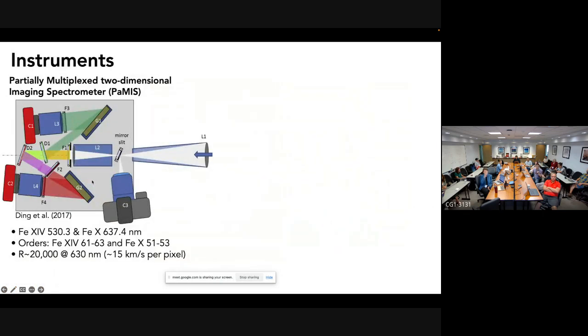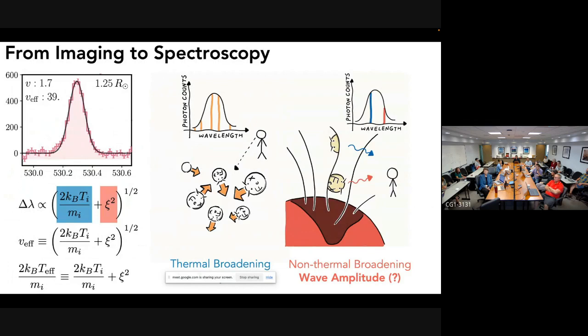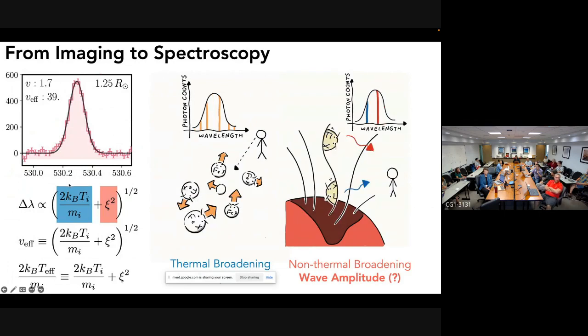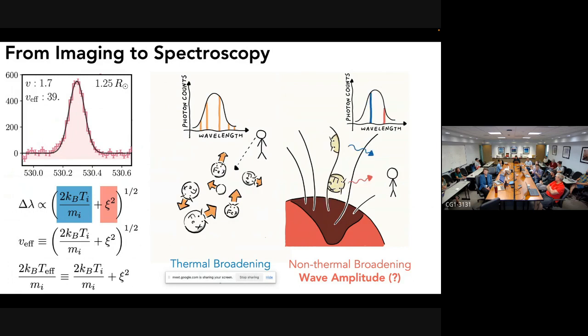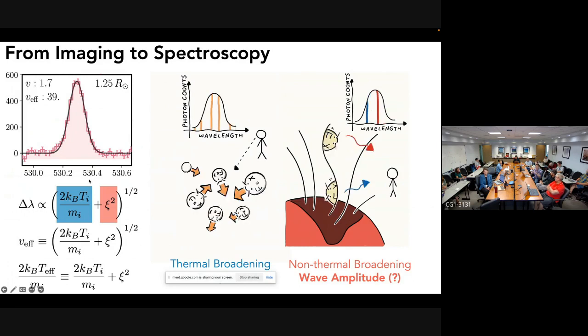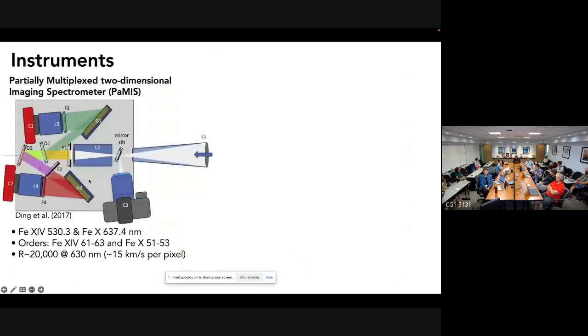A quick question. Did you include instrumental broadening in that epsilon, or did you take that out first? I will remove instrumental broadening when I do the data reduction, for COMP and for the spectrograph that I'll introduce later.